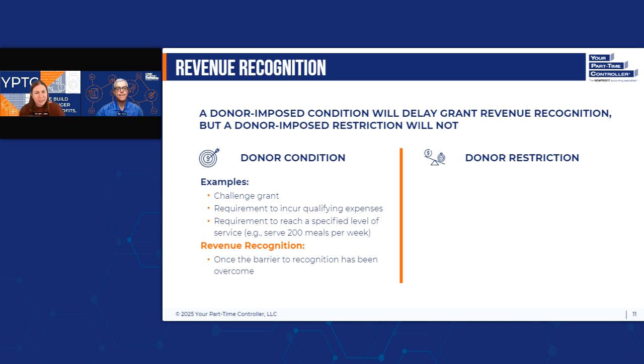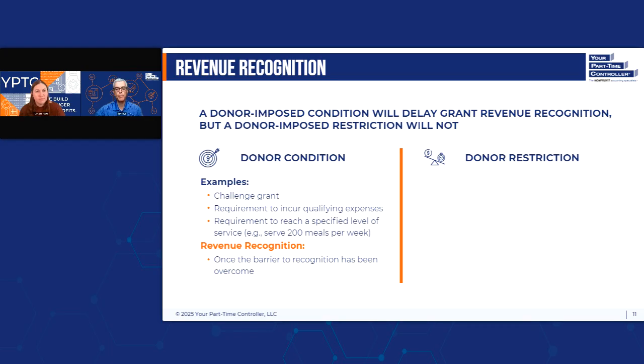So I see an example here that a donor condition would include a cost reimbursement grant where you'd need to incur qualifying expenses. When you have that type of grant, when would you record revenue for a cost reimbursement grant? The revenue would be recorded when you actually spend the money on qualified expenses.